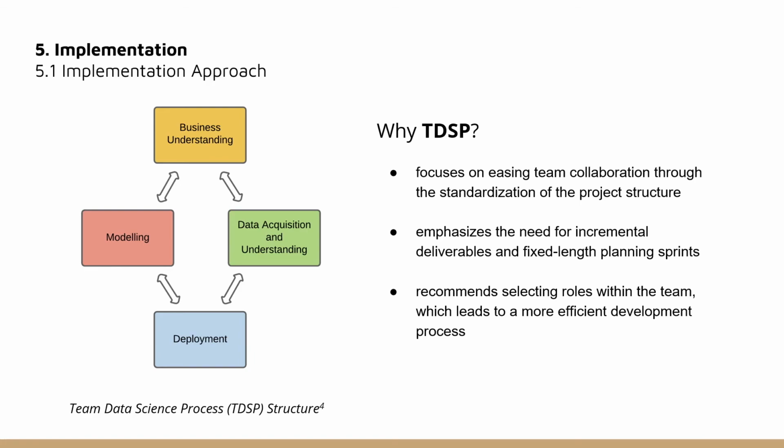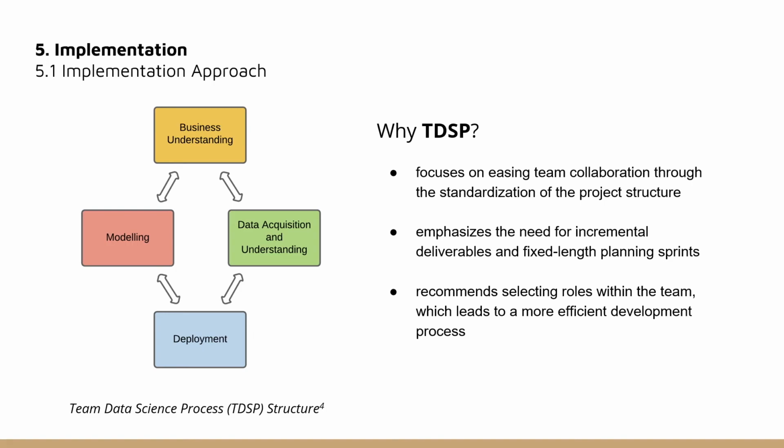For this project, we want to use the Team Data Science Process, or TDSP, software development method for several reasons. TDSP focuses on easing team collaboration through the standardization of the project structure. This allows for more efficient and understandable collaboration, as well as helping with the challenge of remote pair programming. Since the code and documentation are available for everyone to see and edit, teammates working remotely can still participate in the development of the project.